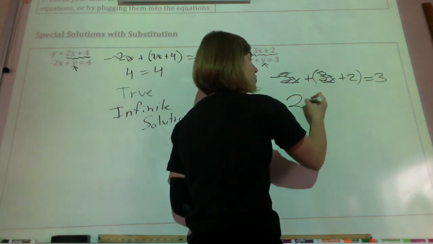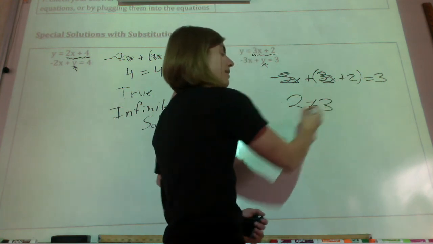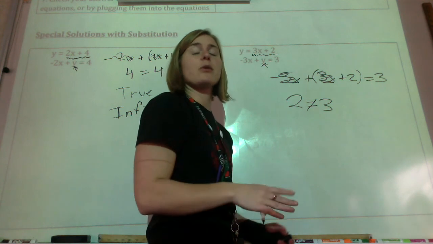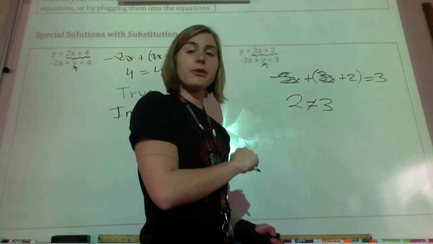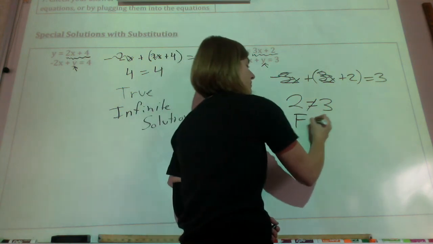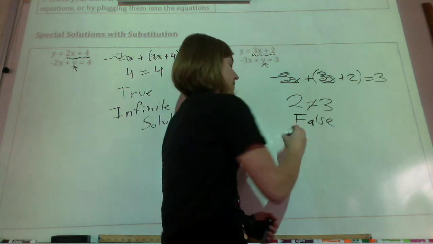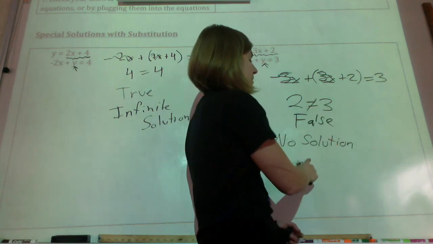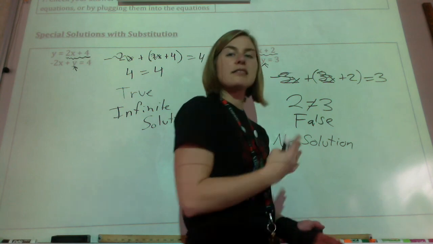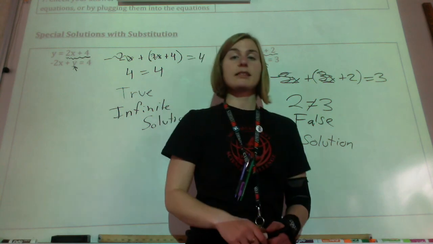I'm left with 2 equals 3. That's not true. 2 does not equal 3. So just like in our linear equations, if you end up with something that's false, then it's a no solution. Now I come up with something false, which means it's a no solution, which means that these lines should be parallel. And that's it for this lesson.